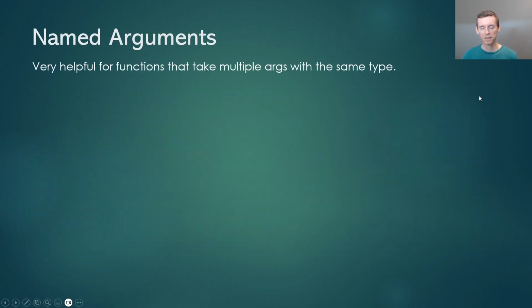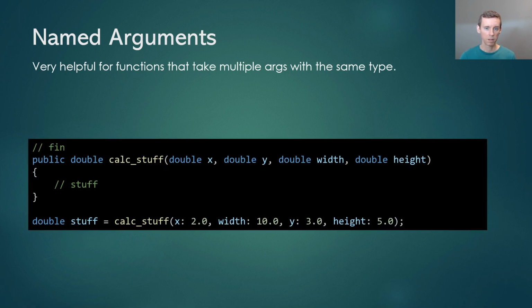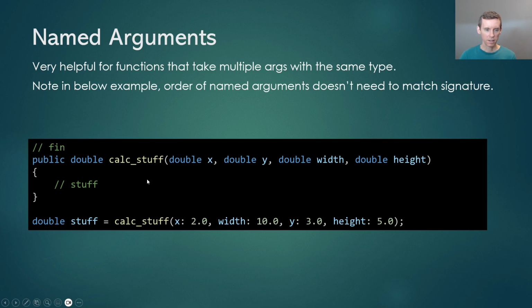Named arguments. I think these are actually really helpful, especially if you've got a function that takes multiple arguments of the same type. So maybe this is in some sort of geometry or visualization library where we're taking x, y, width, and height, and they're all doubles. And so you can't rely on different types to make sure that you get the order correct. And if we look at the usage of it here, this is F# or C#, even though it's declared as x, y, width, height, by specifying the name, we can go x and then width, y and then height.